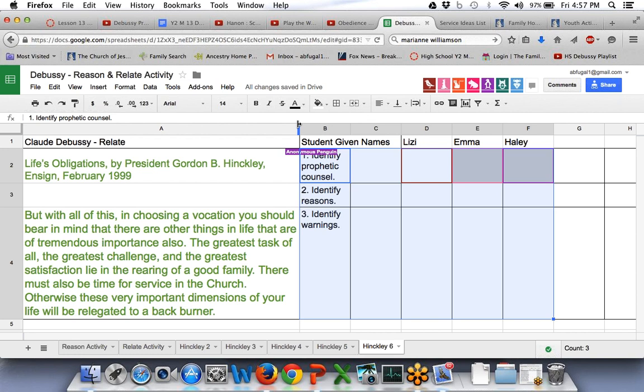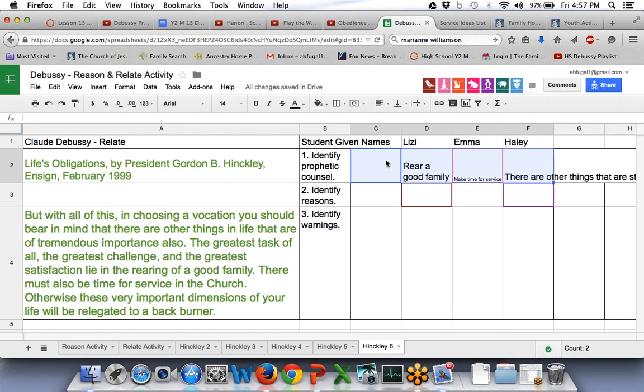With all this, choose a vocation. You should bear in mind that there are other things in life of tremendous importance also. The greatest task of all, the greatest challenge, the greatest satisfaction lies in the rearing of a good family. There must also be time for service in the church. Otherwise, these very important dimensions of your life will be relegated to the back burner. And that's not where we want them.